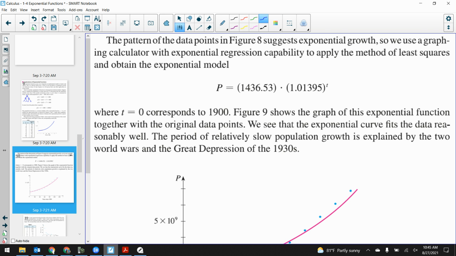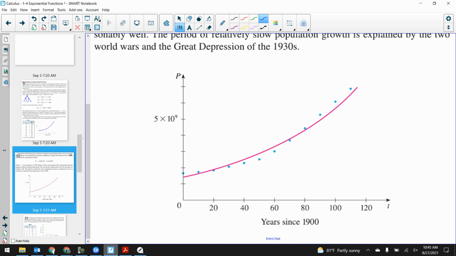And there it is. Okay, the book actually does it for you. And it shows that this is exponential. And it's actually a pretty good fit. The R value, the correlation coefficient, is actually pretty good for this. It fits pretty well.